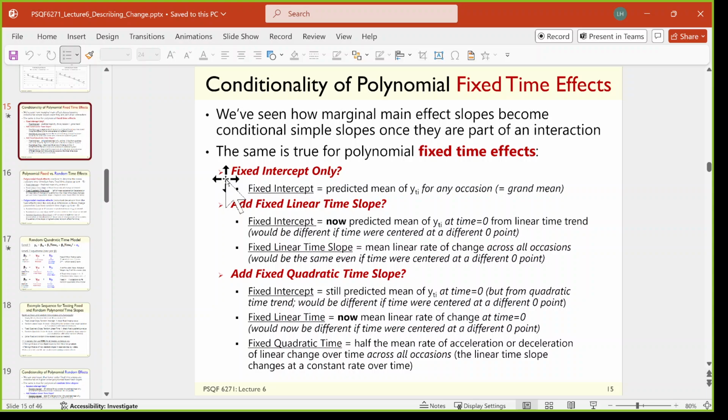Okay, so then we talked about this last time, right? Things becoming conditional.